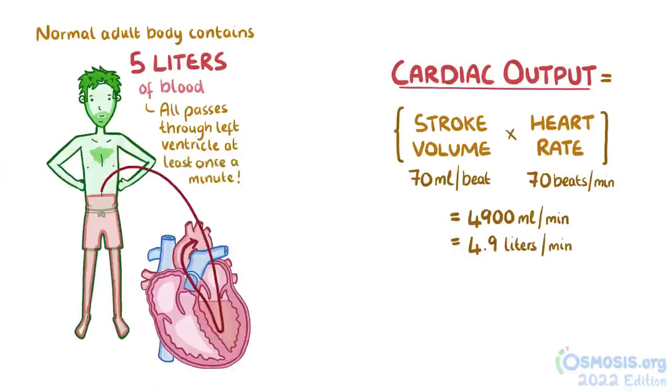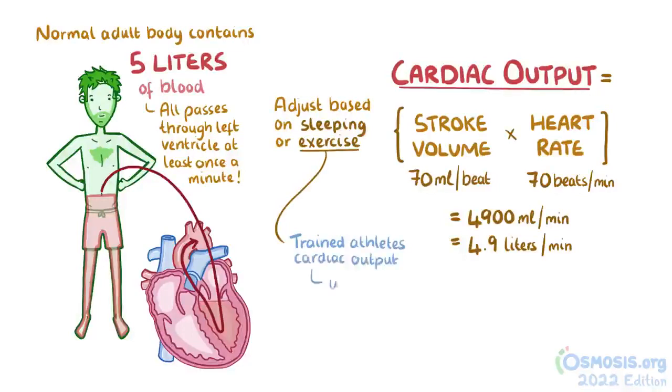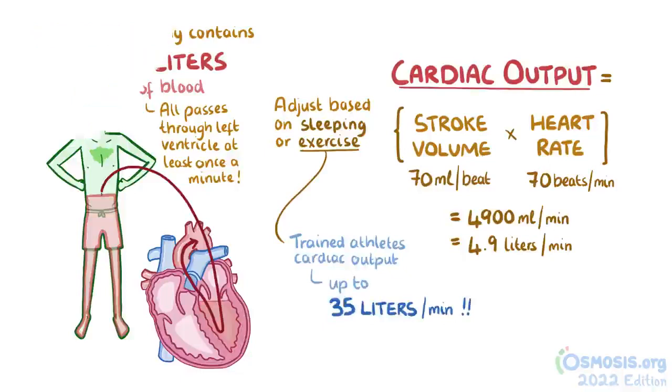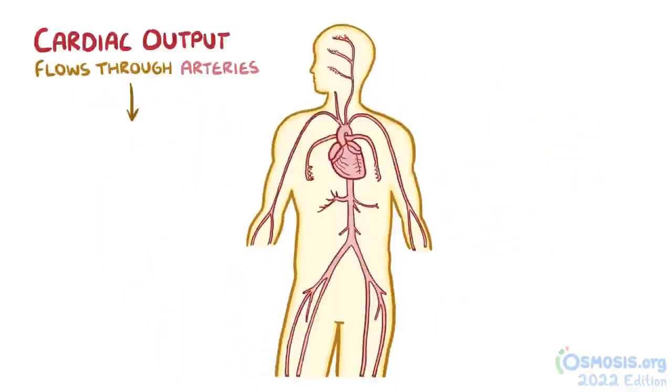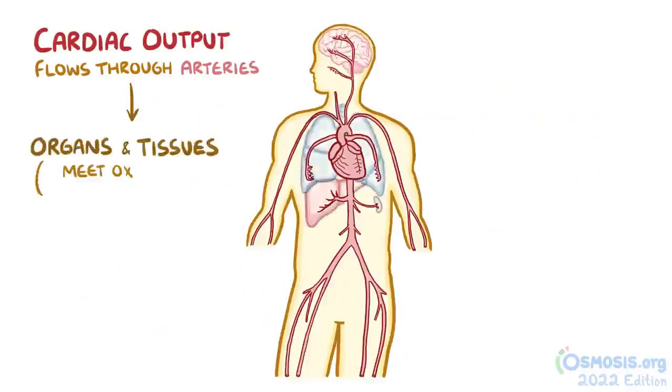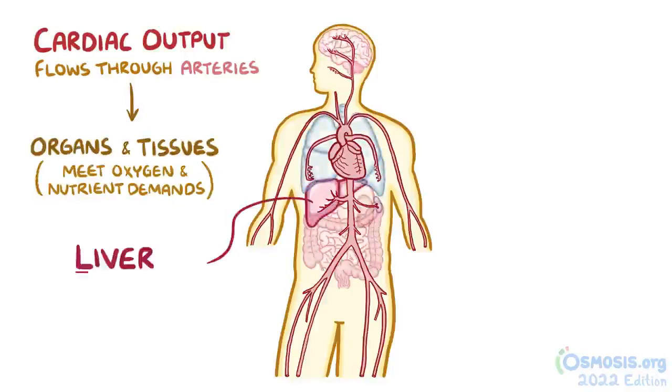Of course, the heart can adjust its heart rate and the stroke volume based on whether you're sleeping or exercising. In fact, trained athletes can have a cardiac output that reaches up to 35 liters per minute. The cardiac output flows through the arteries and is distributed to the various organs and tissues to meet their oxygen and nutrient demands. Of all the organs, the liver receives the largest amount of blood flow.